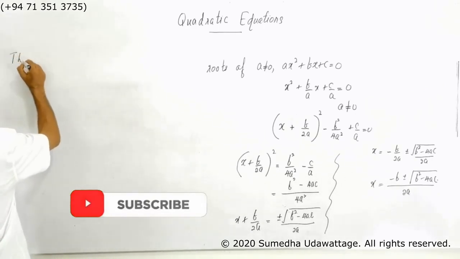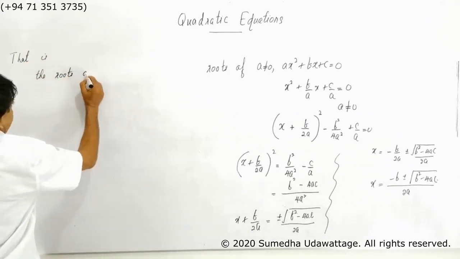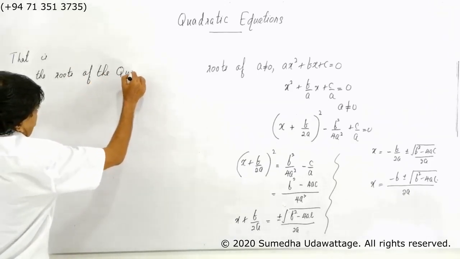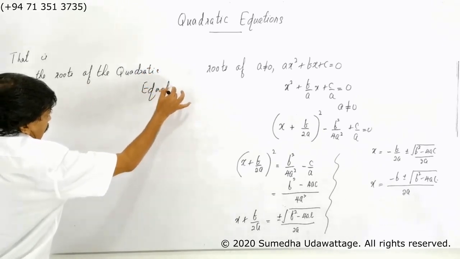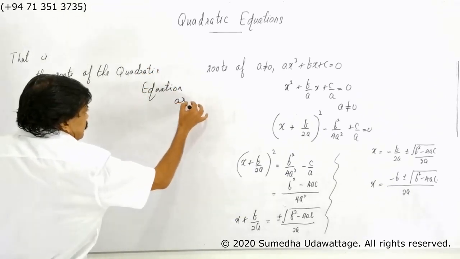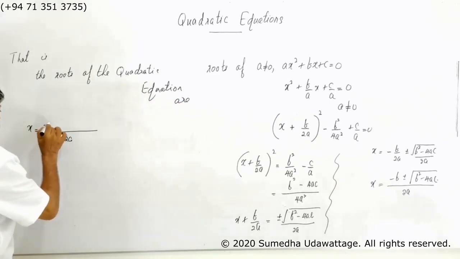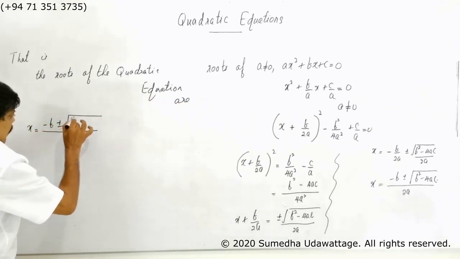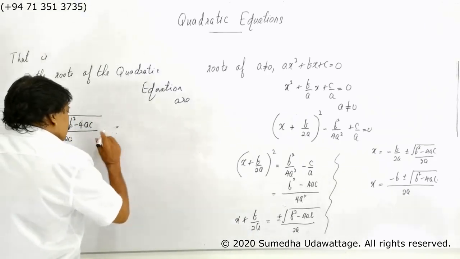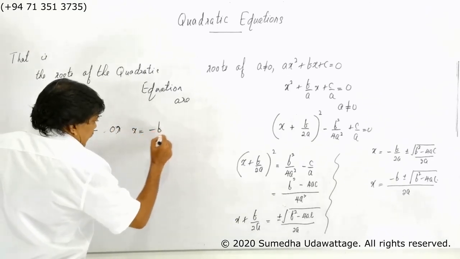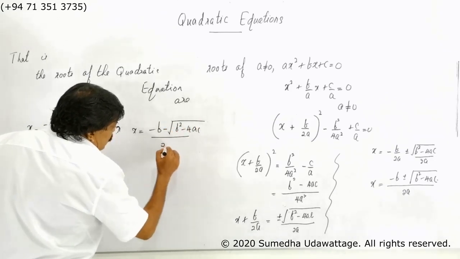That is, the roots of the quadratic equation are: one root would be x is equal to minus b plus square root of b square minus 4ac, all divided by 2a, or x is equal to minus b minus square root of b square minus 4ac divided by 2a.